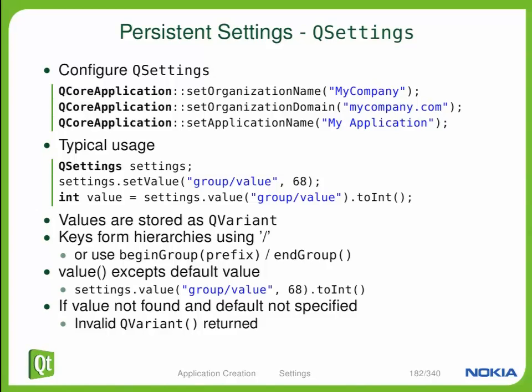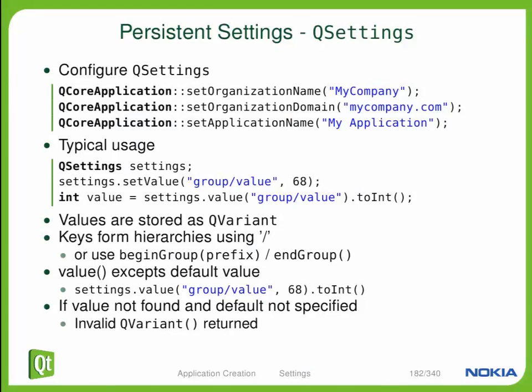Now, to organize your settings, you really ought to provide Qt with some information about your application. QCoreApplication, which QApplication derives from, has some static methods that you can use to set information about your application, such as the application name, your company name, and your company's domain name. It is going to use this information to save your settings, so the next time your application loads, it knows where in the hierarchy to find your settings versus the settings of other applications.